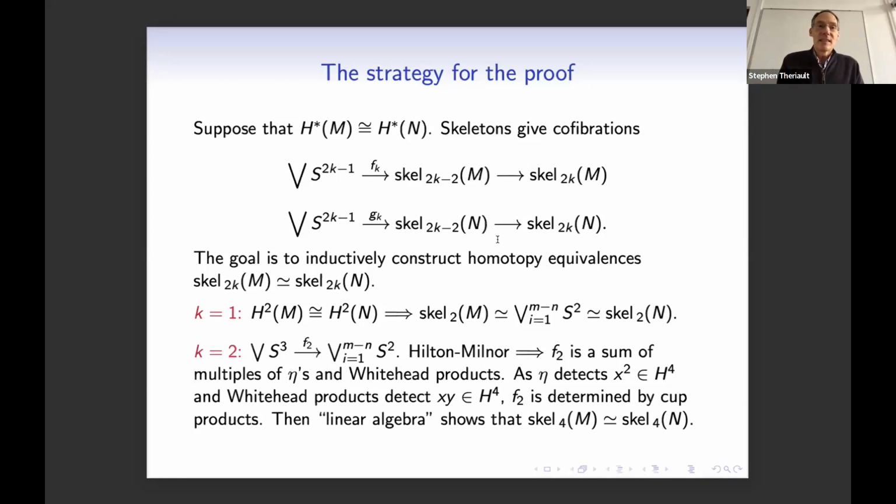So to build this up, there's several cases, three cases really. The first case is fairly straightforward. If k is 1, so you're looking at the 2 skeleton of M or N, you can just read that off from cohomology. The degree two cohomology of M is isomorphic to the degree two cohomology of N by hypothesis. All you need is an isomorphism as modules. There's no ring structure involved yet. And because of the connectivity of the spaces involved and the fact that there are no three cells, it says that the 2 skeleton of M is going to be a wedge of S2s, and the same thing is going to happen to the 2 skeleton of N. So that's fairly straightforward.